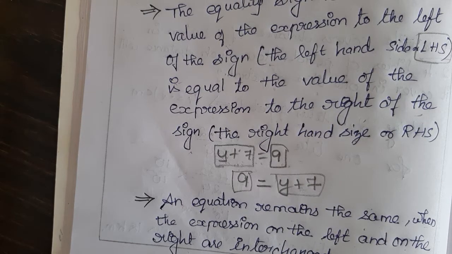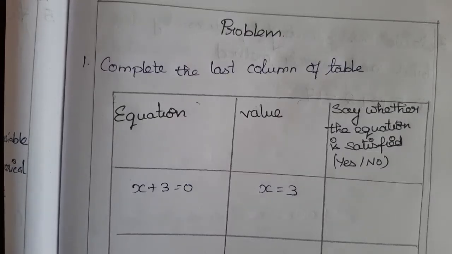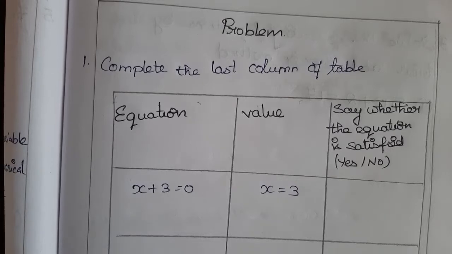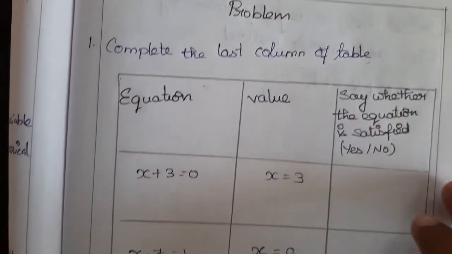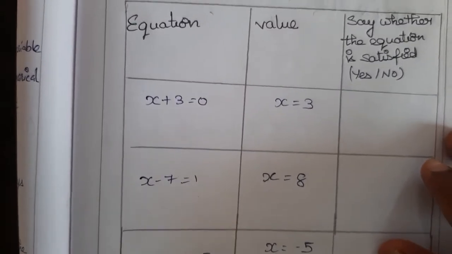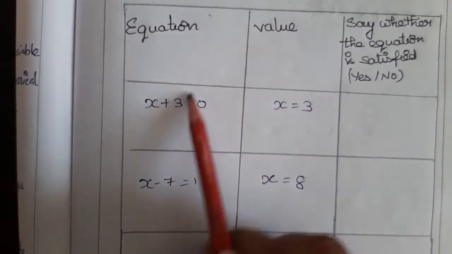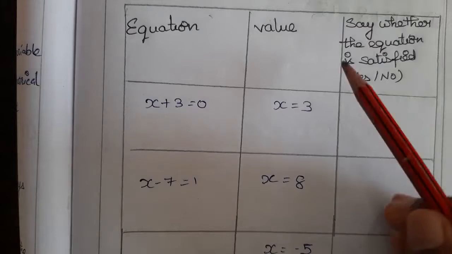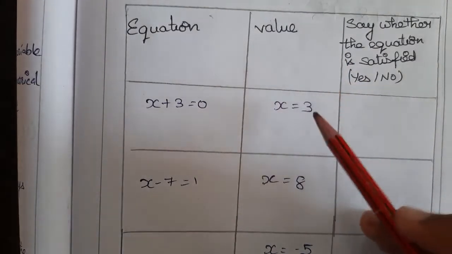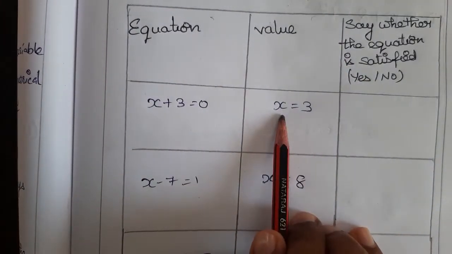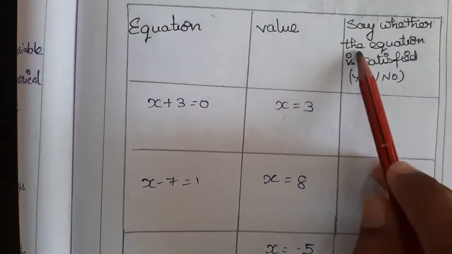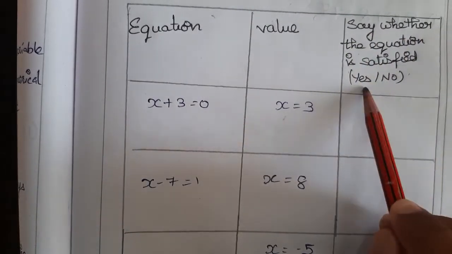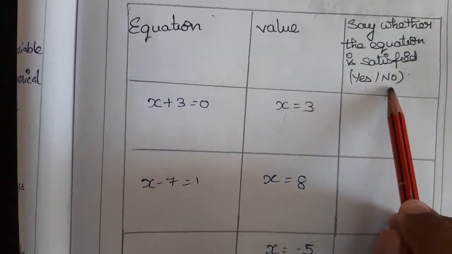Dear children, here we go for the problem. Complete the last column of the table. The table is given and we have to complete the last column. In the first column the equation is provided. In the second column the value for the variable is given. The last column, the third column, says whether the equation is satisfied. If it is satisfied, mention yes. If it is not satisfied, mention no.